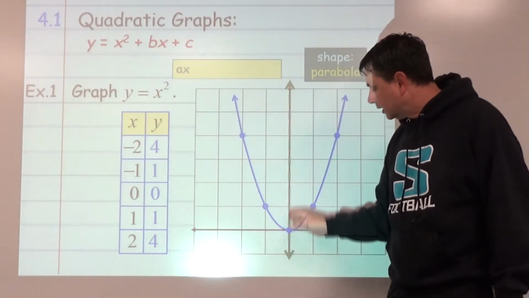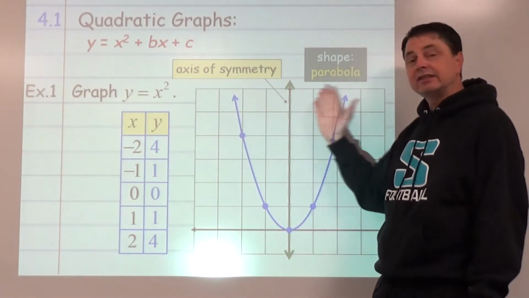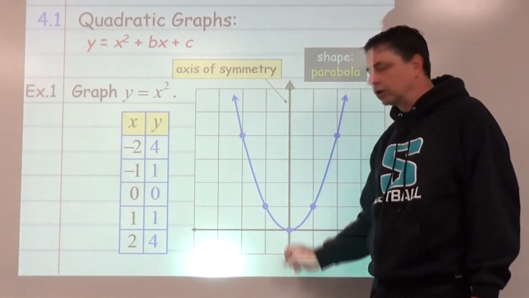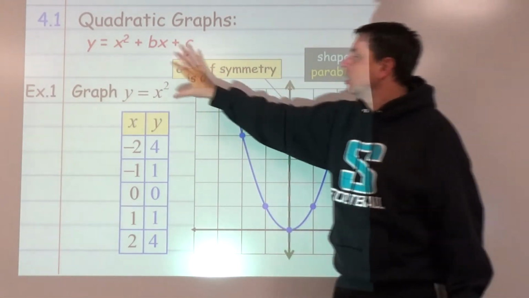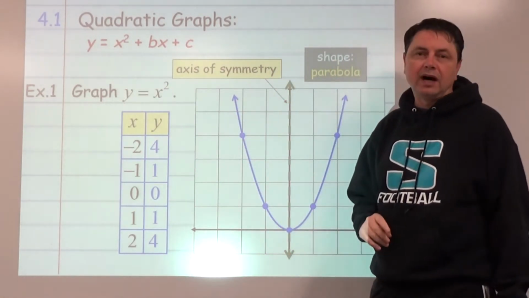There's a vertical line here that splits the parabola in half and acts as a mirror, same on this side as this side. That is called the axis of symmetry. So it's a vertical line for our base graph here. It's right on the y-axis.